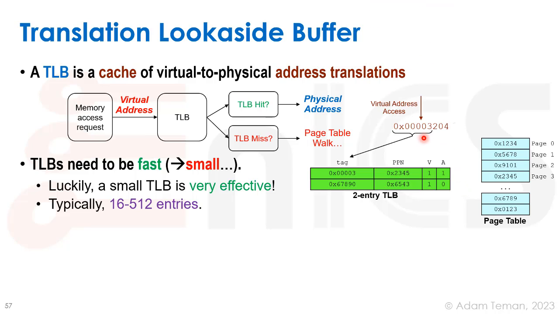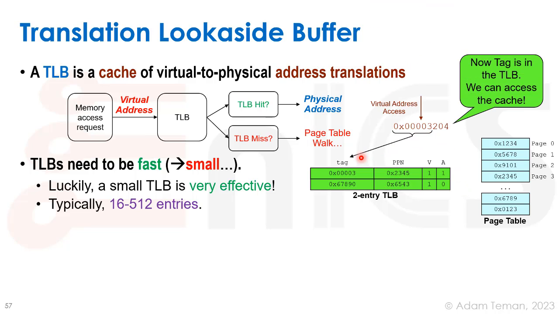So now we go and we access the same address again, and we see that we get a TLB hit, and therefore we can directly take our physical page number, add to it the offset, and we can go and access DRAM.